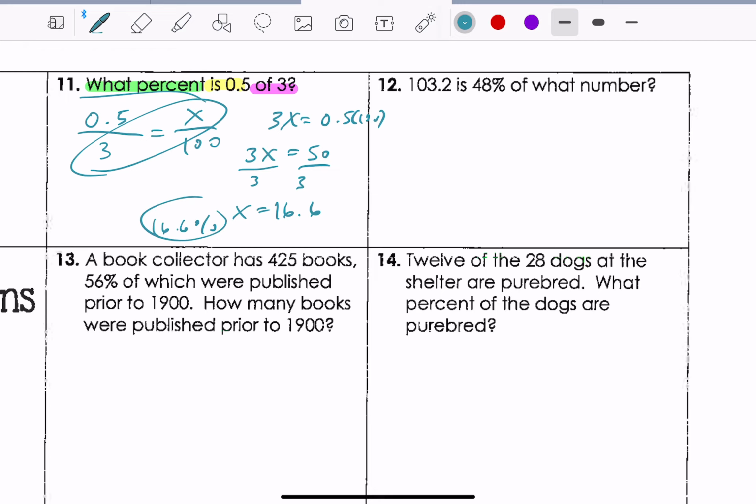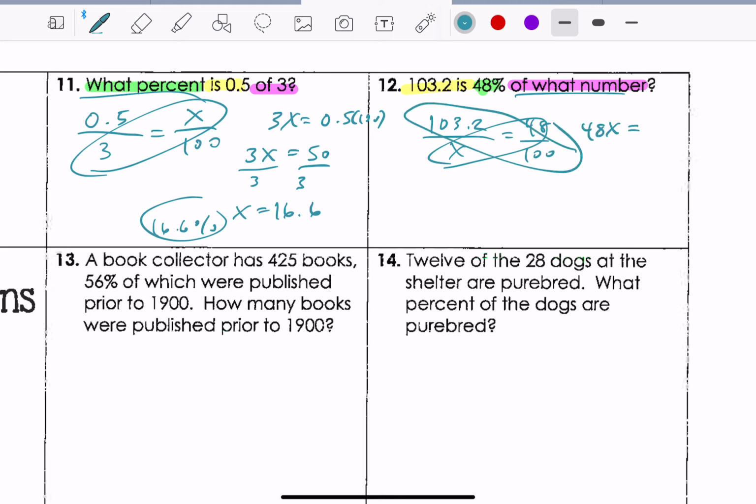And then number 12, let's look at this question. Is 103.2. Of what number? That means that's what I'm missing, and 48% is the percent. So let's set that up. 103.2 is the is on top. Of is the x, right? That's what I don't know. And then 48 over 100 is the percent. My cross products, 48x equals 10320. When I multiply 103.2 by 100, divide both sides by 48, and I get x is equal to 215.